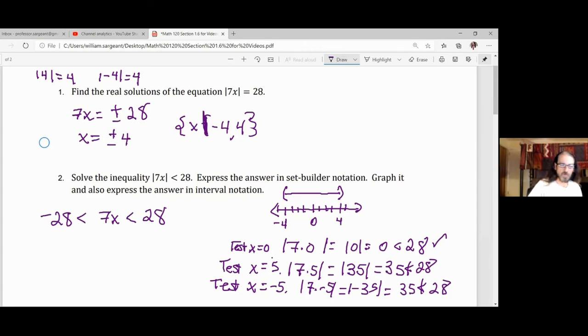So what we're finding out is that 7x is between negative 28 and positive 28. You divide both sides, well, not both sides, but all three parts in that compound inequality by 7 to get the same result.